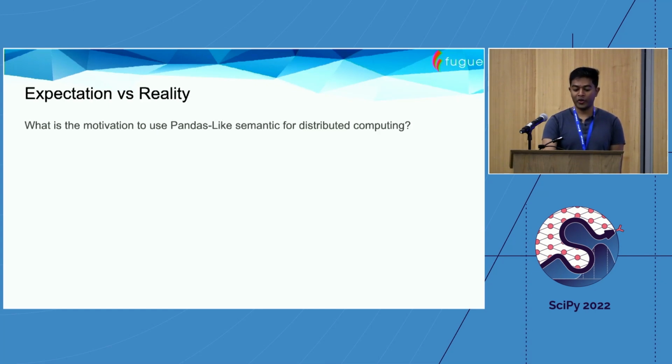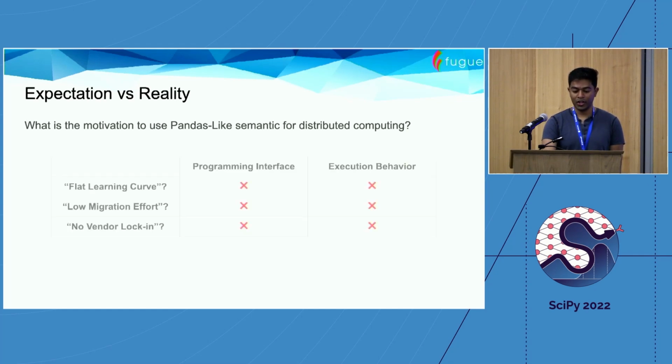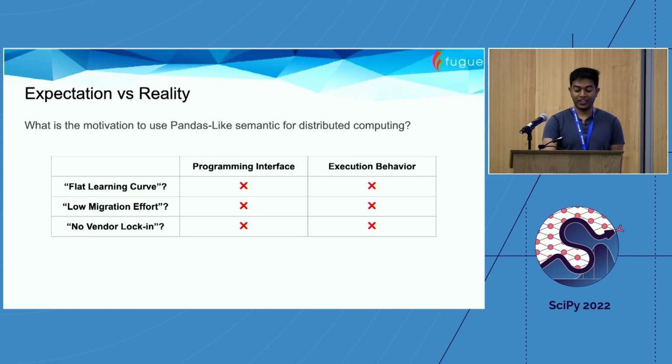So let's just go over expectation versus reality for Pandas-like semantics for distributed systems. The general expectation is that the learning curve is flat if you use a Pandas-like system for developers, and the migration effort is low. That is not necessarily the case. As we saw earlier, if we want the computing logic to be optimal, then there is no flat learning curve. You actually need to learn new concepts. And it also requires introducing sometimes syntax which is specific to the system that we're using.